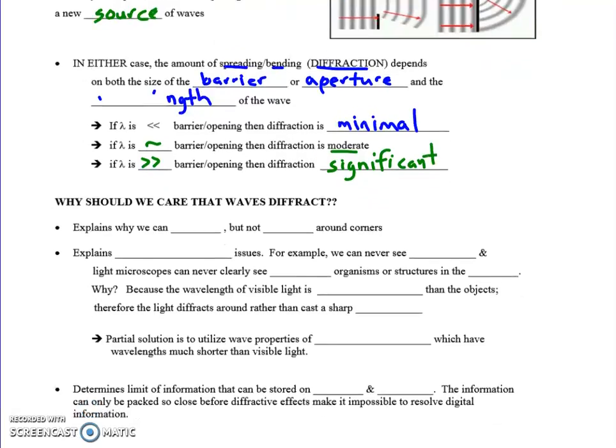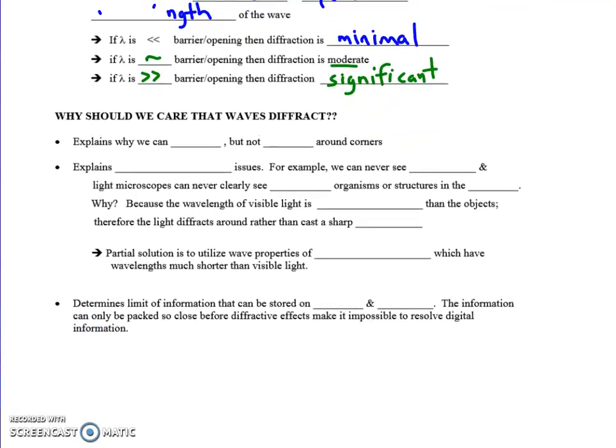So to finish up in the few minutes we have remaining, why should we care that waves diffract? I'm just going to give you two major examples. First, one we already talked about, explains why we can hear but not see around corners. Let me reiterate. When you talk, your sound waves have wavelengths on the order of centimeters to meters. Light waves are on the order of hundreds of nanometers. So when I put that board in front of me, the wavelengths of sound are roughly the same size as the barrier, so they will diffract around it fairly readily. Light cannot diffract around it.